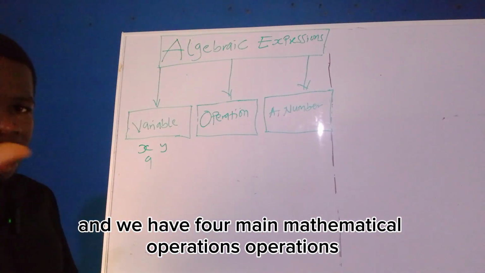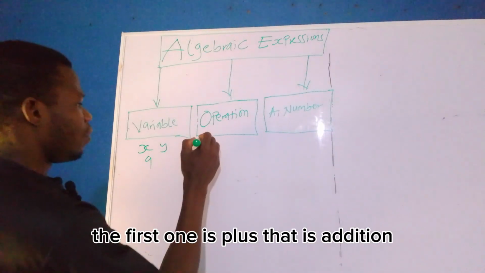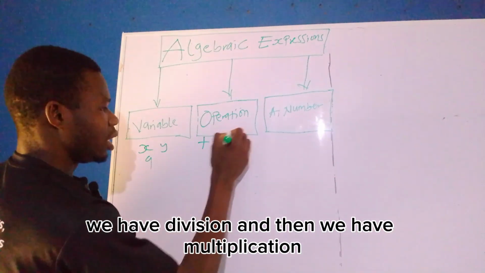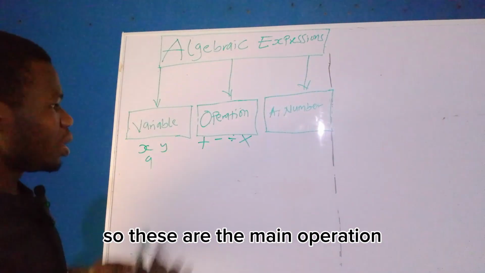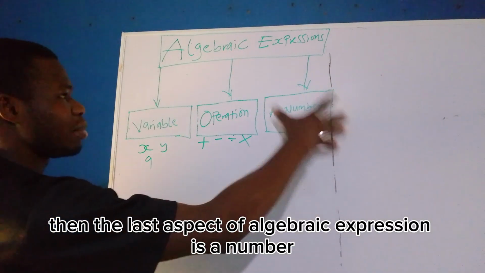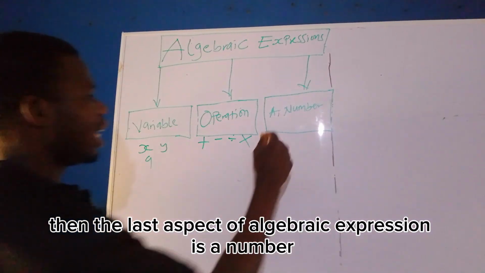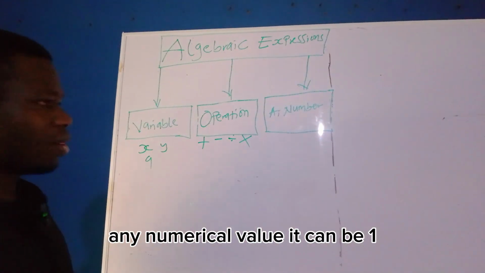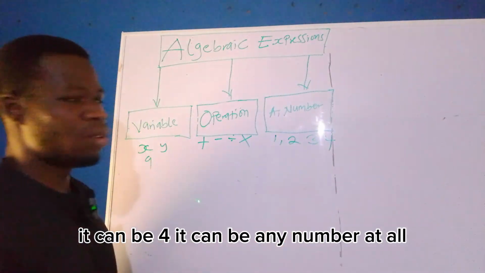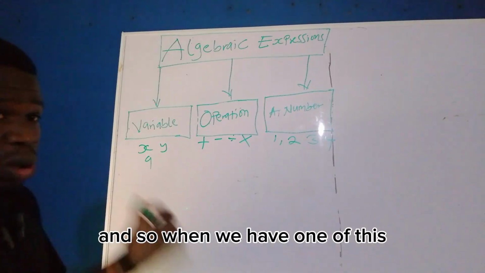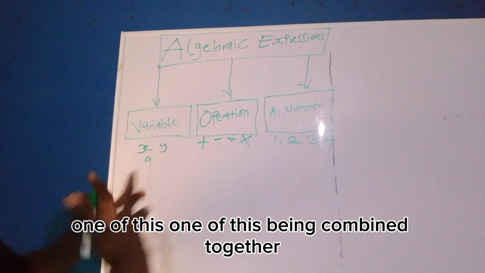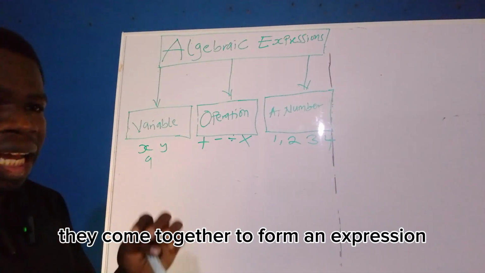And we have four main mathematical operations. The first one is plus, that is addition. We have minus, that is subtraction. We have division, and then we have multiplication. So these are the main mathematical operations that we have. Then the last aspect of an algebraic expression is a number, any numerical value. It can be 1, it can be 2, it can be 3, it can be 4, it can be any number at all.